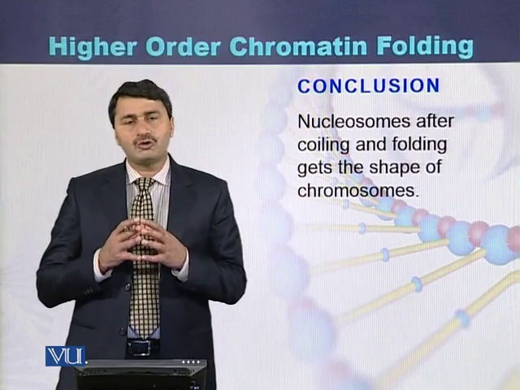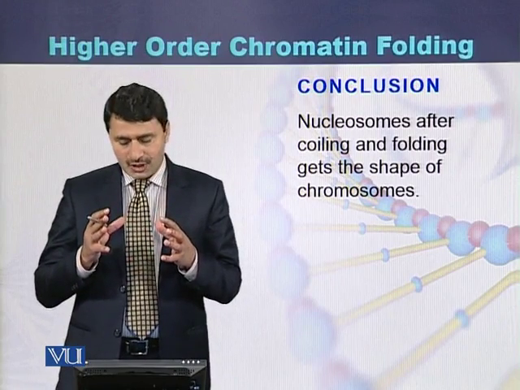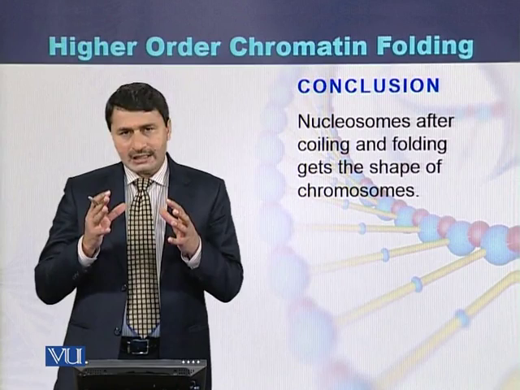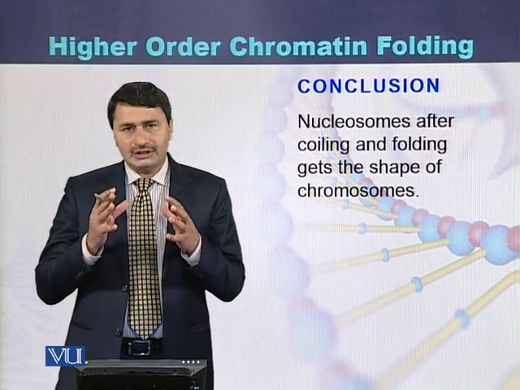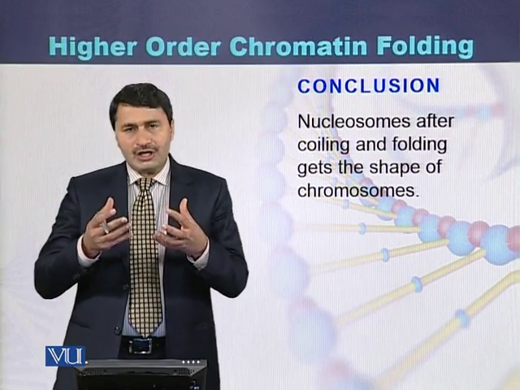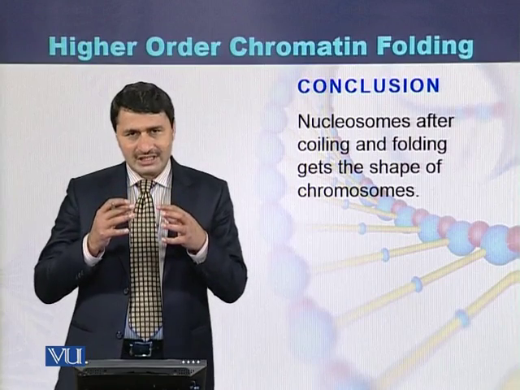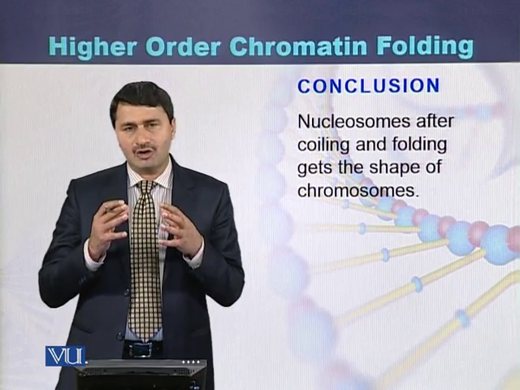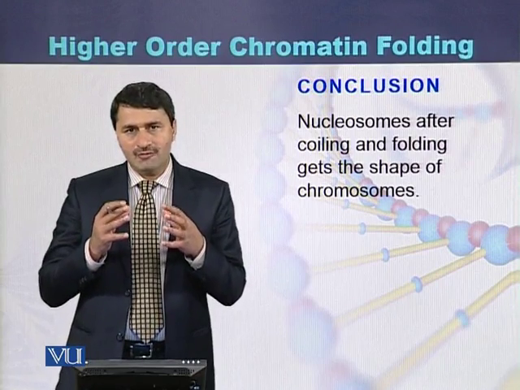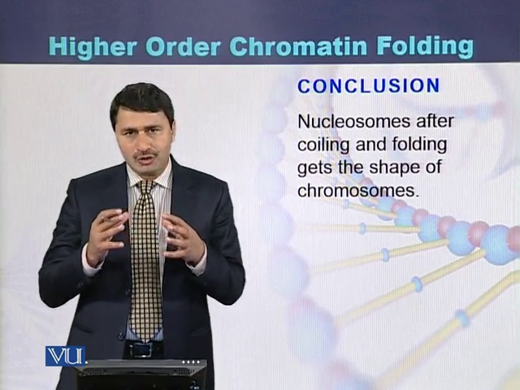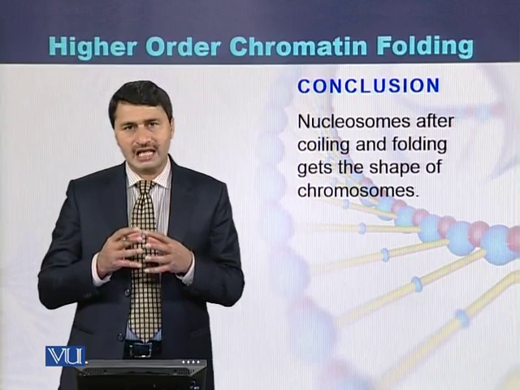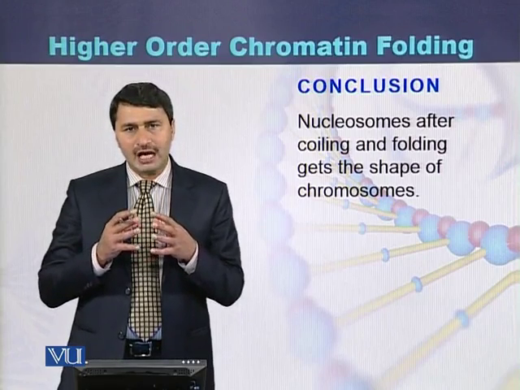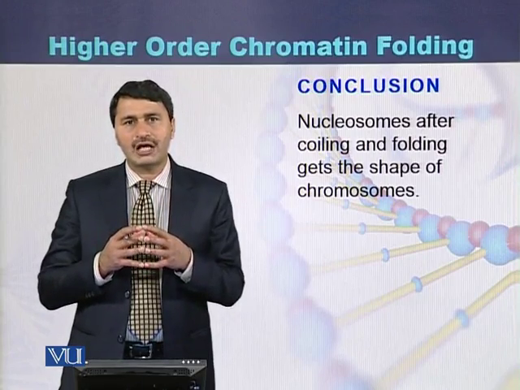So we can conclude that nucleosomes, by coiling and by folding, are ultimately converted into the specialized structures. Those specialized structures are called chromosomes, which are present in the nuclei of the eukaryotic cells or in the nucleoid region of the prokaryotic cells.